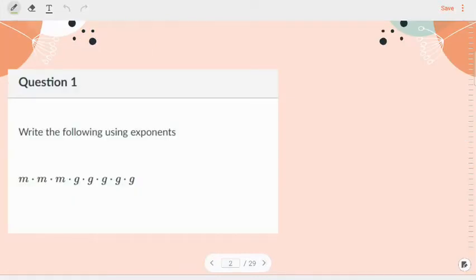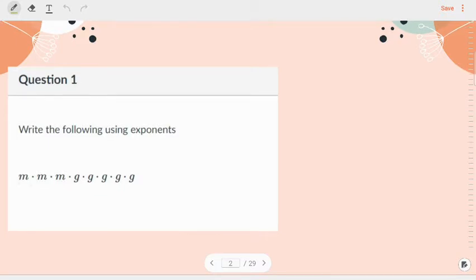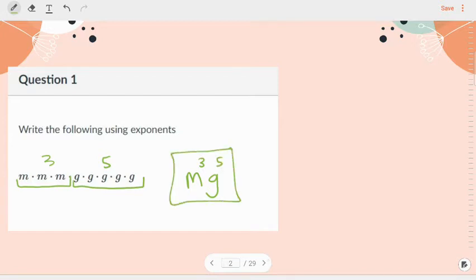So to begin with, number 1, write the following using exponents. Remember the number or letter that's repeated is my base, so m. And how many are there? There's 3 of them, so m to the 3rd power. G is being repeatedly multiplied, so G, how many are there? There's 5, so G to the 5th power. And that would be my answer.